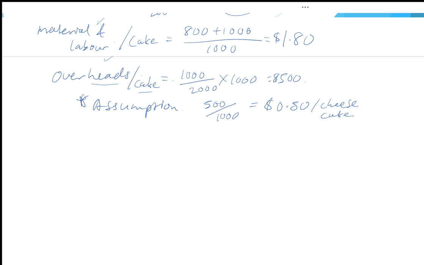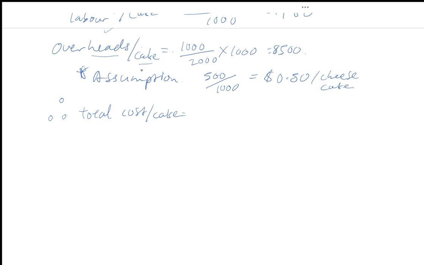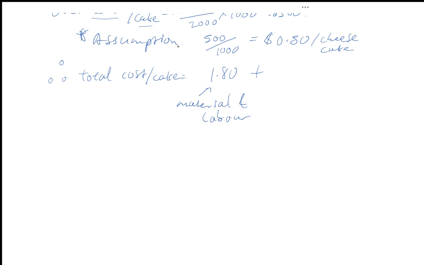The same method can also be applied on sponge cakes. So therefore, total cost per cake would be equal to $1.80, and this $1.80 is for material and labor, and then adding 50 cents for an amount of overhead allocated. That gives you $2.30 to make each cheesecake.